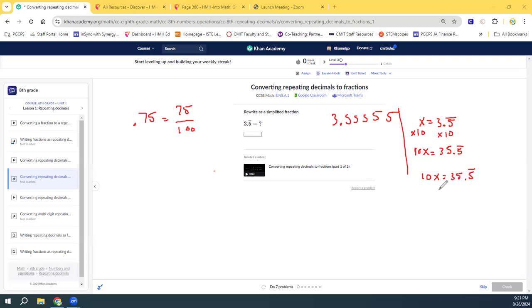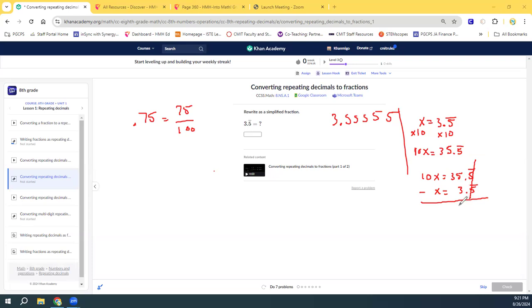I'm going to subtract them. And I hope you're saying, why? Why would you subtract them? Once you see what happens, you'll be like, oh, okay. So 35.5 repeating minus 3.5 repeating. When you subtract these two numbers, what do you see in both numbers? The 5 repeatings. And they go away. They cancel each other out.